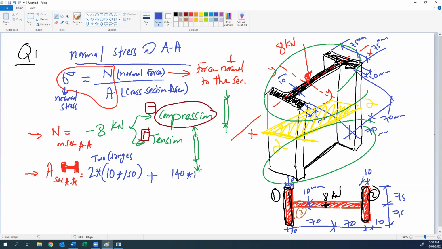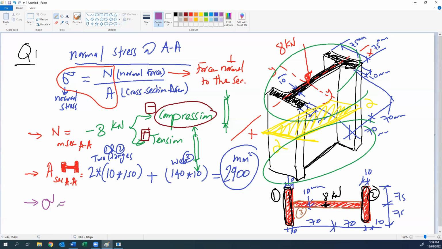140 by 10, which is the area of web, or area 3. So this is area 1 and 2, and this is area 3. From this equation, we can get the cross-section area of the I beam. So we will have 1 multiplied by 10 multiplied by 150 plus 140 by 10, which gives us 2900 millimeter square. So this is our cross-section area. Okay? So now the last step is to find the normal stress sigma.